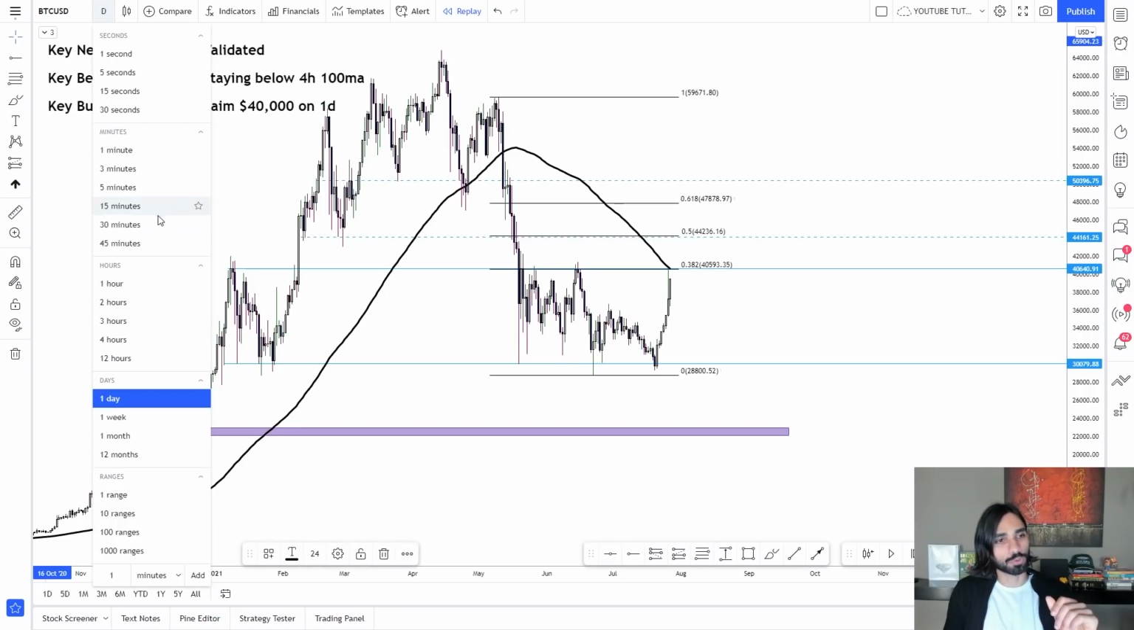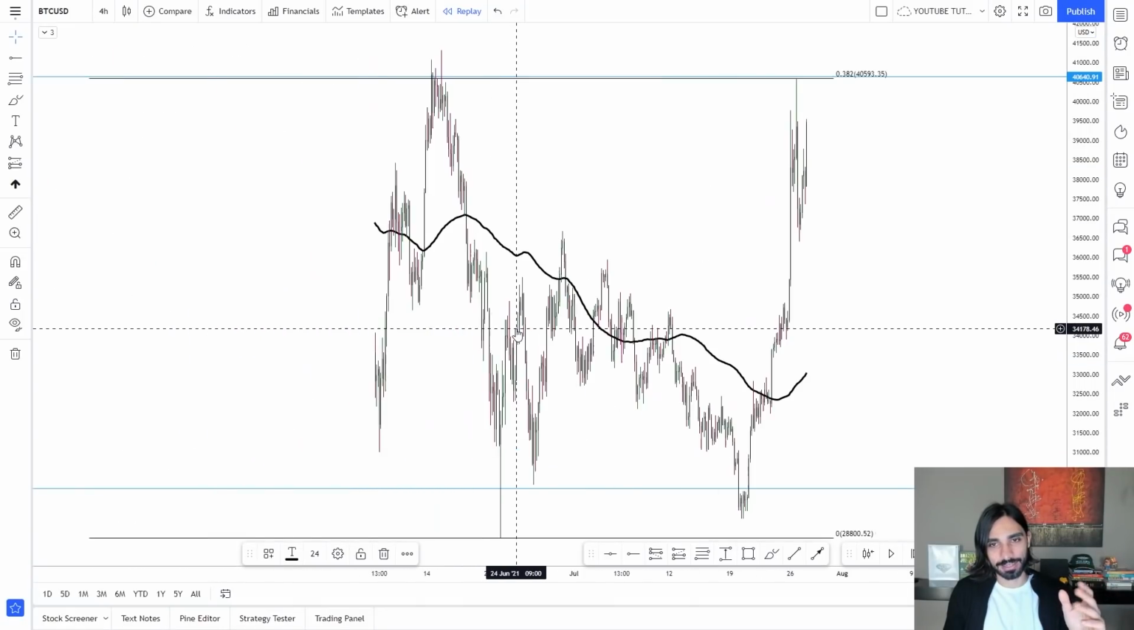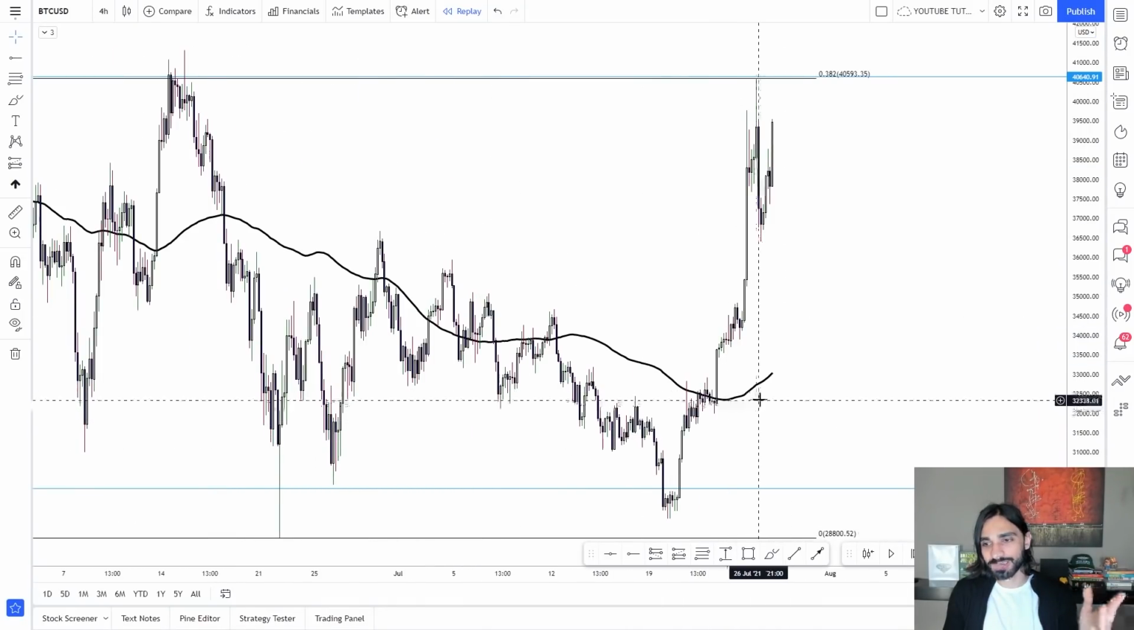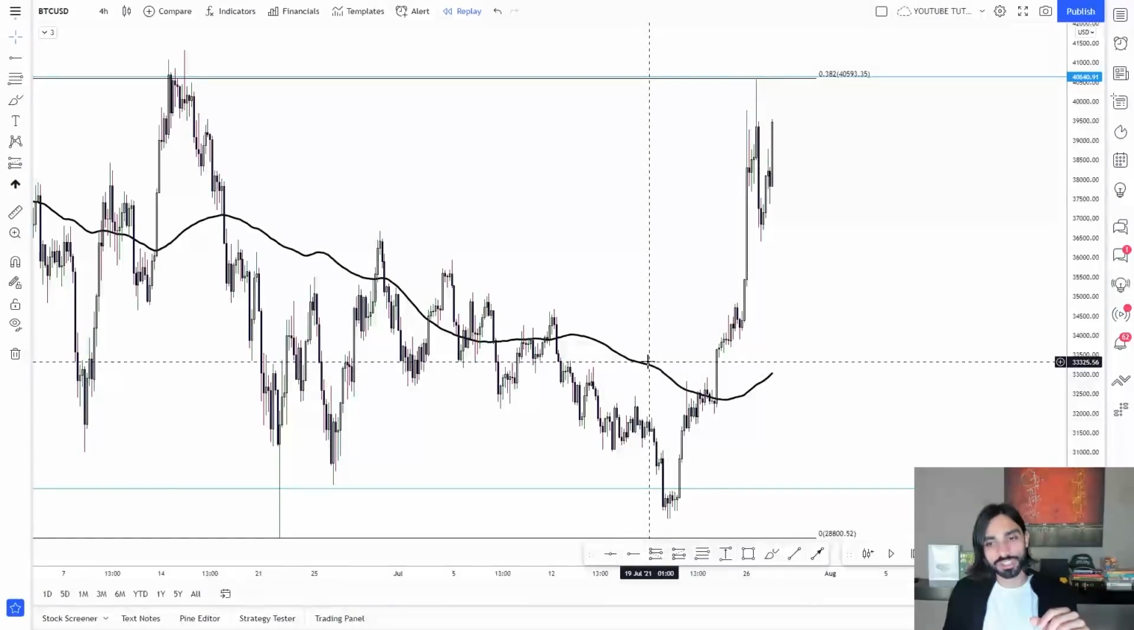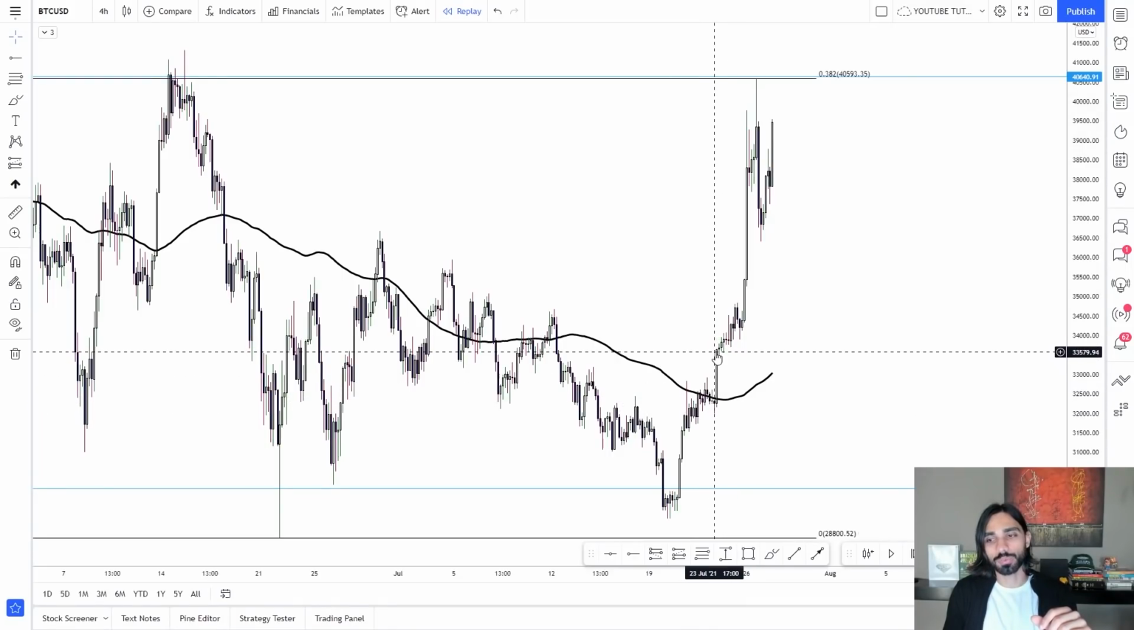So now let's zoom into the 4-hour and take a look at what's happened exactly. Our bearish condition was invalidated. As we can see over here, we did not stay below this key moving average. And in fact, the second we broke above this, the entire trend reversed.